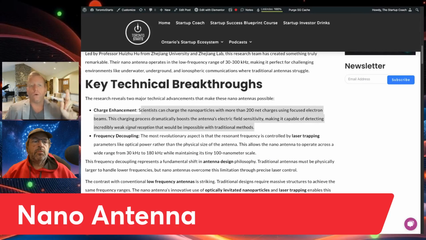They also enhanced each nanoparticle's electric field sensitivity by bombarding it with focused electron beams, giving each particle over 200 net electrical charges. The nano antenna could then demodulate binary frequency shift key signals at bit error rates below 0.1% under extremely weak electric fields. Real-world validation included successful data transmission: the system could send an image using these antennas with a controlled error range.